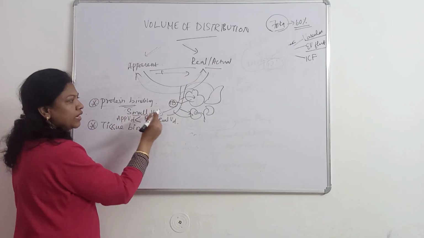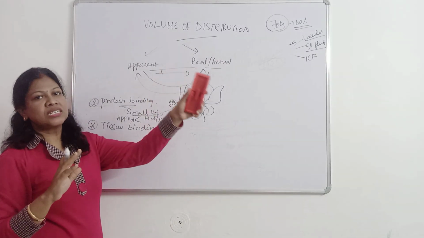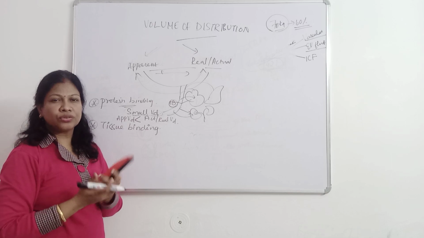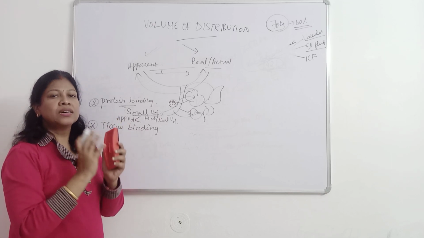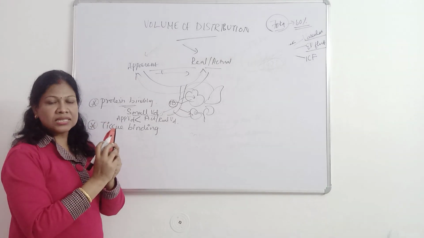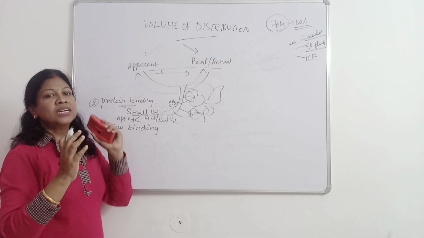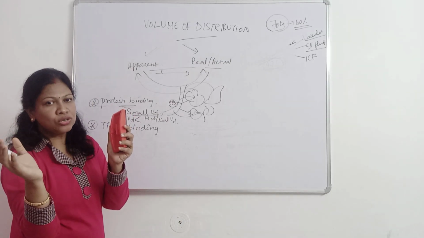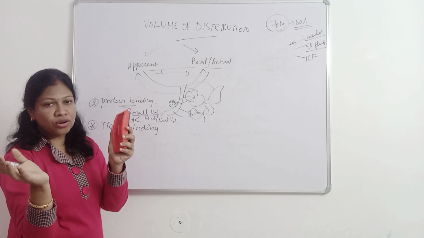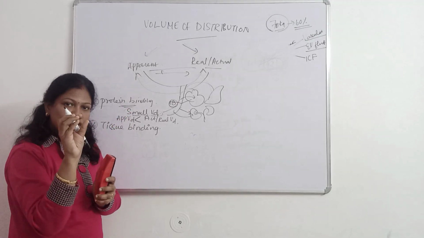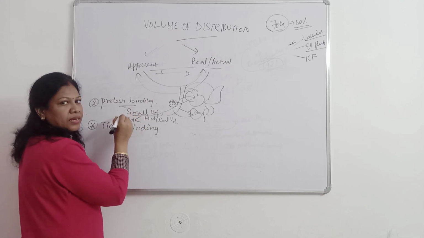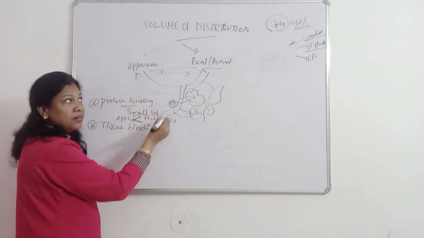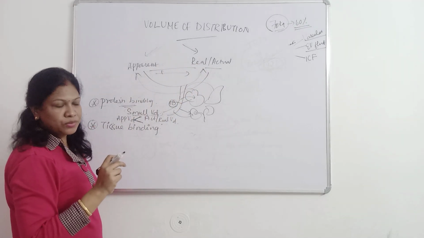Why do they have small VD? Because the drug is not distributed to the tissues. Why haven't they distributed to the tissues? Because inside plasma, proteins present bind the drugs and restrict their movement to the different tissues. So the drug is in plasma, it is not distributed to tissue. So distribution is not done, so the volume of distribution is small for such drugs. That means apparent volume of distribution is less than the actual volume of distribution.